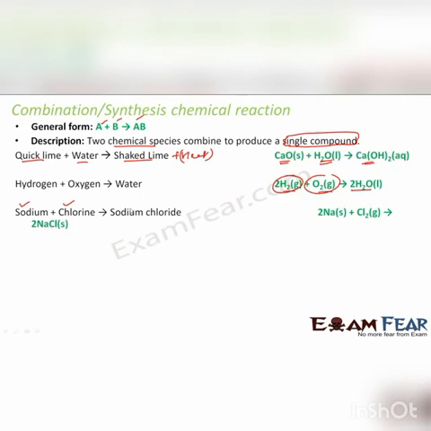So we have sodium and chlorine. You add these two, you get sodium chloride. Sodium was solid, chlorine was gas. You get NaCl, that is again solid.